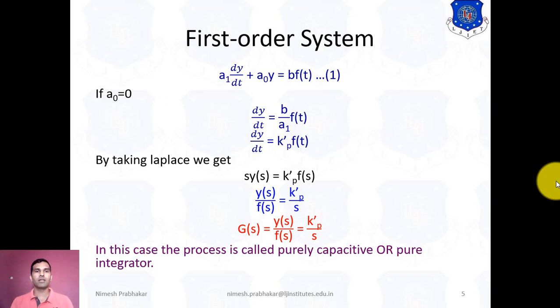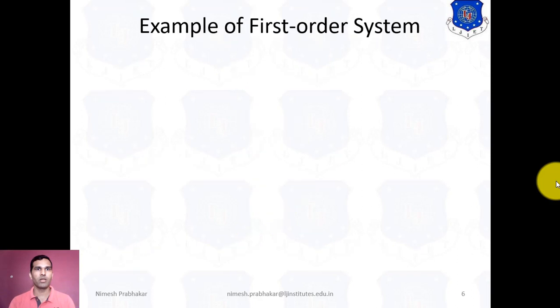So this represents the pure capacitive first order system. So this is a first order system. What is a first order system? Now next, we take one example of a first order system for better understanding.